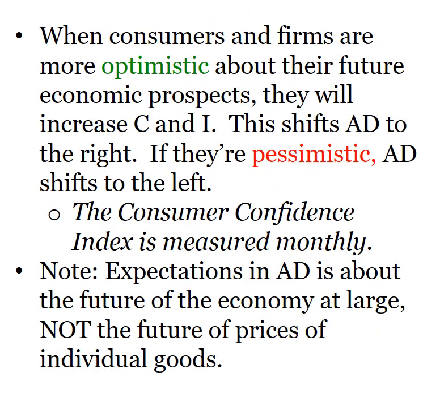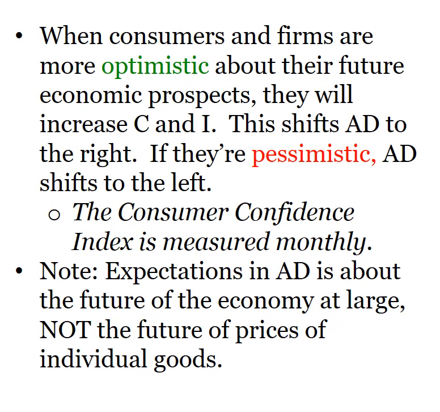The key words to look for when you're looking for expectations as a shifter are optimism and pessimism. This could be about consumers or firms, and sometimes you'll see consumer confidence being high or low. If consumers and firms feel like the future is going to be strong economically, you'll see that optimism is high. This will shift AD to the right because they're going to want to make more purchases of all goods if they feel like their jobs are safe and their companies are going to continue having strong sales. If they feel like the future is going to be poor, then you'll see pessimism.